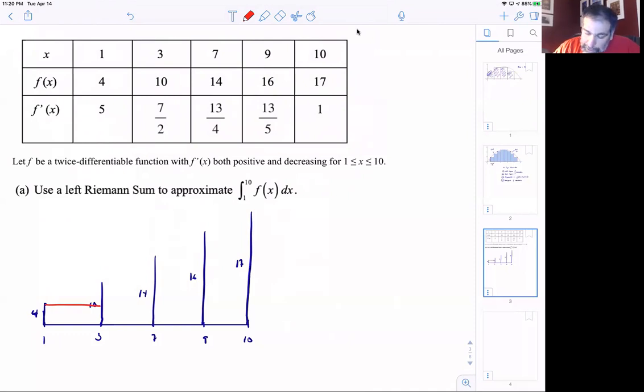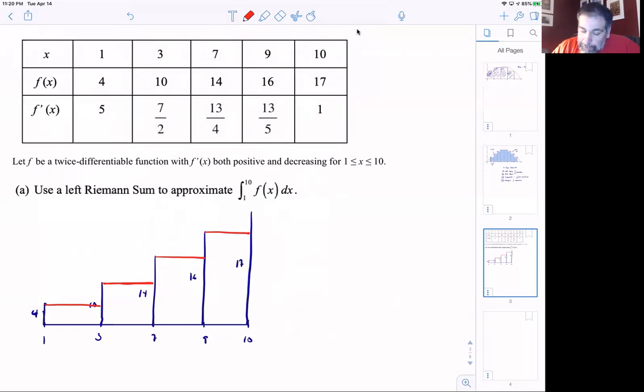In my next region, I'm now going between 3 and 7. My 2 choices are 10 or 14. They're telling me use the left, so I'm going to use 10 for this one. In the next rectangle, I'm between 7 and 9. My 2 choices are 14 and 16, but because they told me to use the left hand, I'm using 14. And the last region between 9 and 10, my 2 choices for heights are 16 and 17. They told me to go left, so I'm going to use 16.